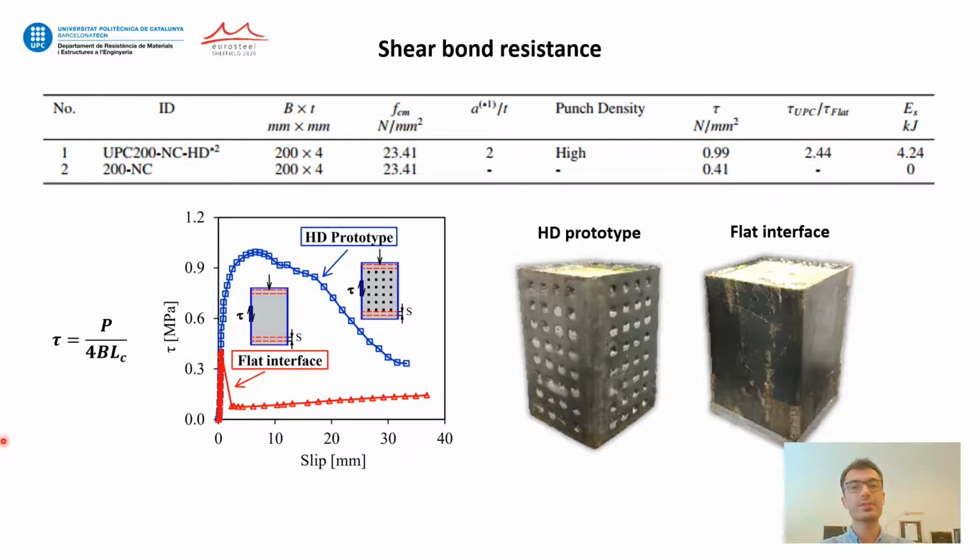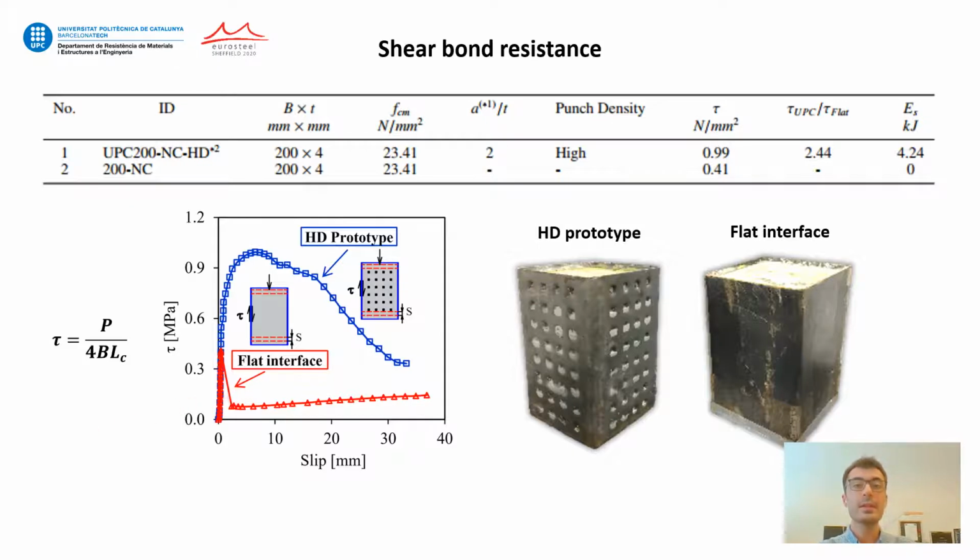The shear bond strength is determined as the applied force per unit area of the steel-concrete interface. The curve begins with a linear stage and it is followed by a nonlinear ascending part until the maximum resistance and has a softening part. But in the flat interface, after the initial linear stage, the resistance drops in a brittle manner.